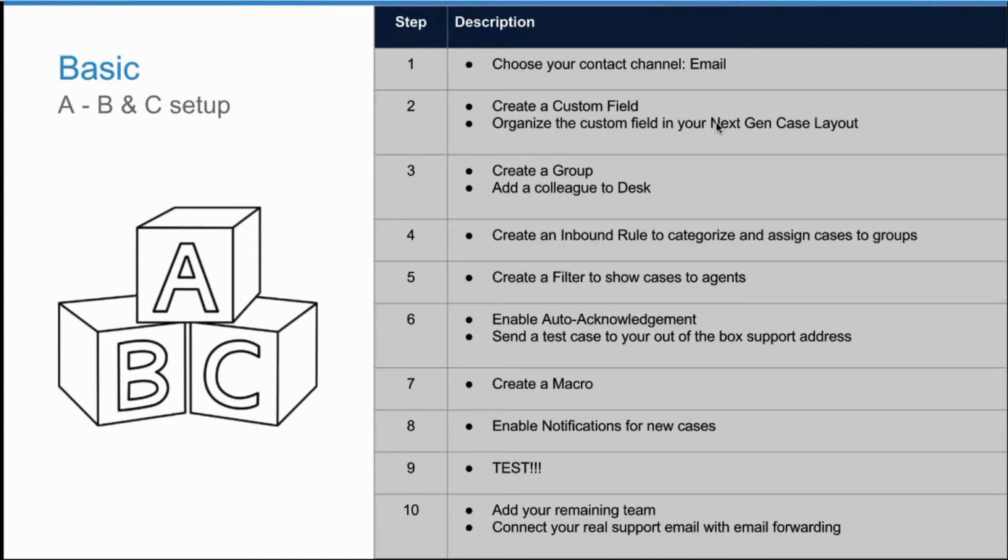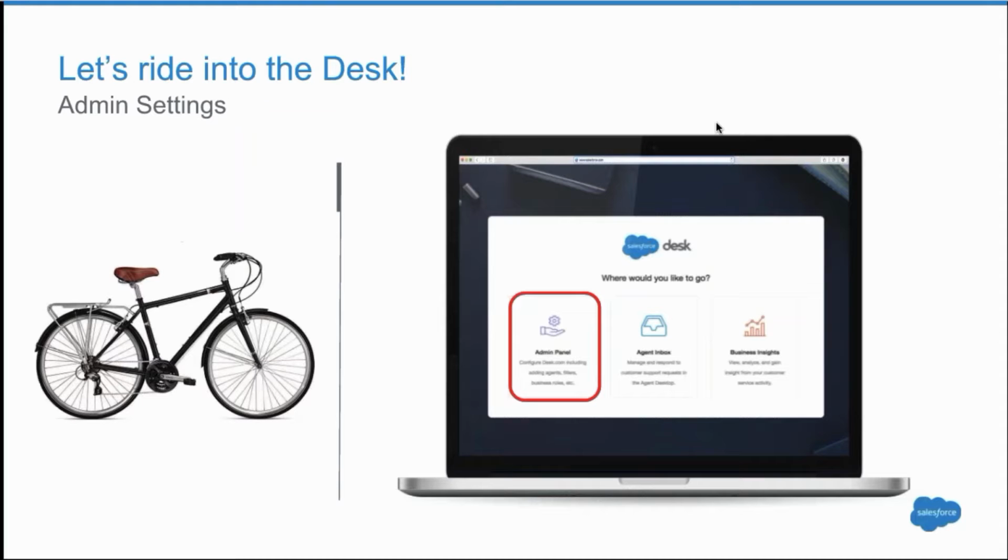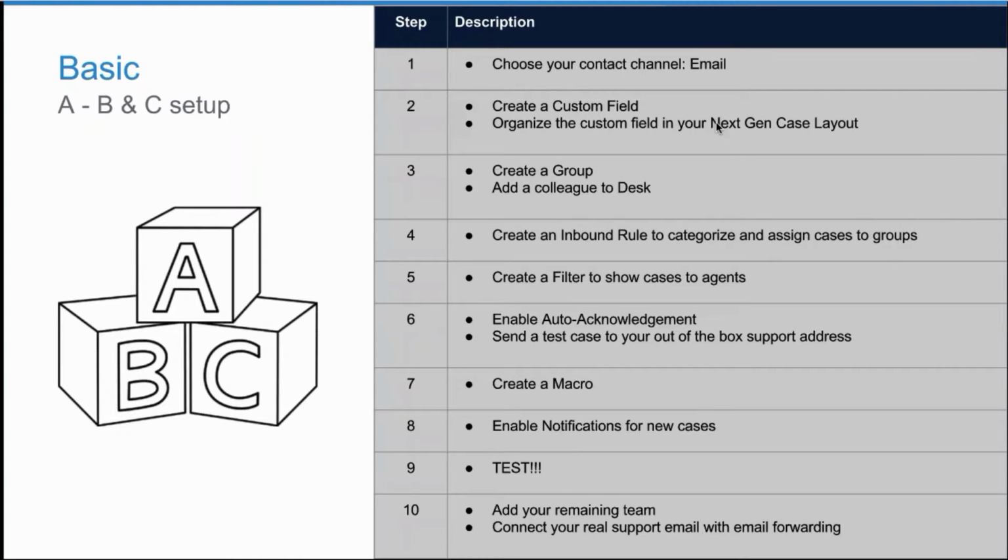Secondly, based on my business needs, I'll take those categories like customer type, contact reason, and create custom fields so my team can easily capture this information on cases. In step 3, I'll add a colleague to help me test out my configuration. When I'm done testing, I'll add other team members as well. In step 4, I'm going to leverage a Desk automation by creating an inbound rule to correctly route the vendor and cyclist questions to respective management and staff team members.